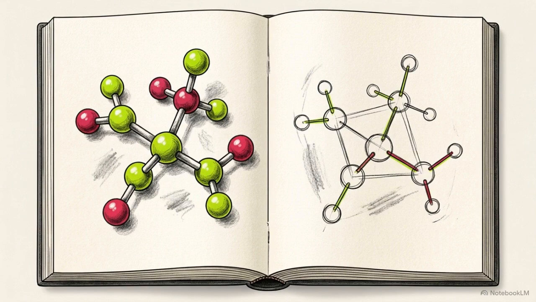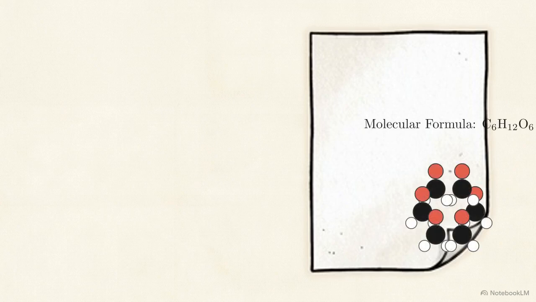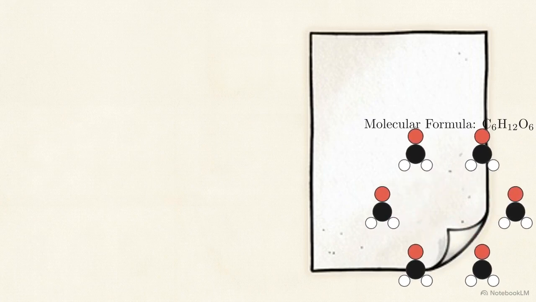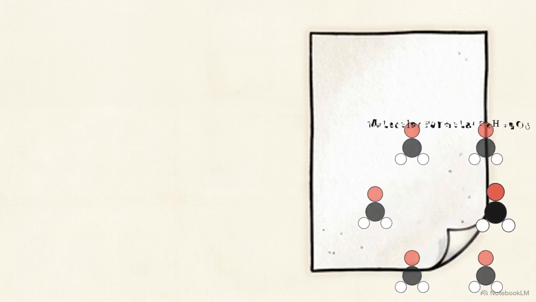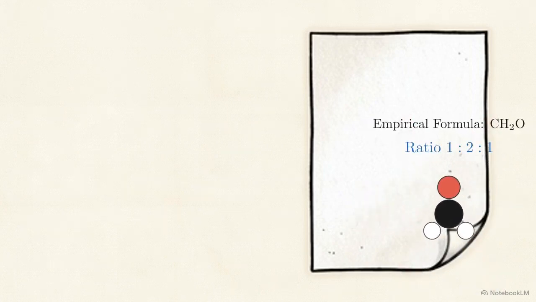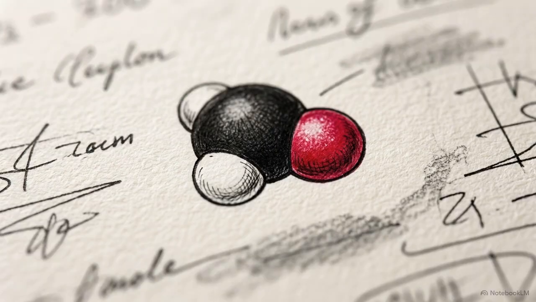Finally, we must distinguish between a molecular formula and an empirical formula. A molecular formula shows the actual number of atoms in a compound. For glucose, that is C6H12O6. The empirical formula is the simplest whole number ratio of those atoms. By dividing the subscripts in glucose by 6, we get the empirical result, CH2O. This ratio serves as the baseline for more complex calculations, providing the simplest mathematical identity of the substance you are analyzing.